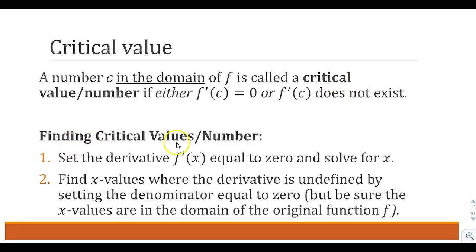So how do we find the critical values or critical numbers? We set the derivative f prime of x equal to 0 and we solve for x. We find those x values where the derivative is undefined by setting the denominator equal to 0. But again, be sure that the x values are in the domain of the original function f.